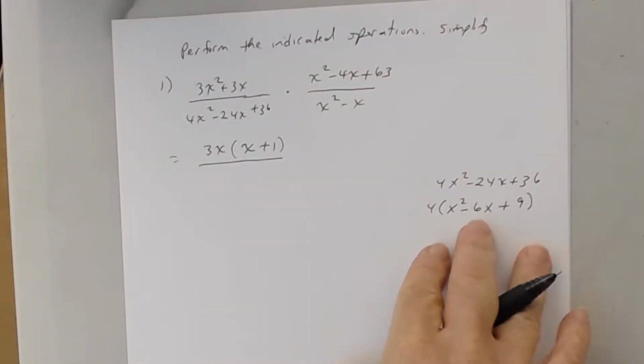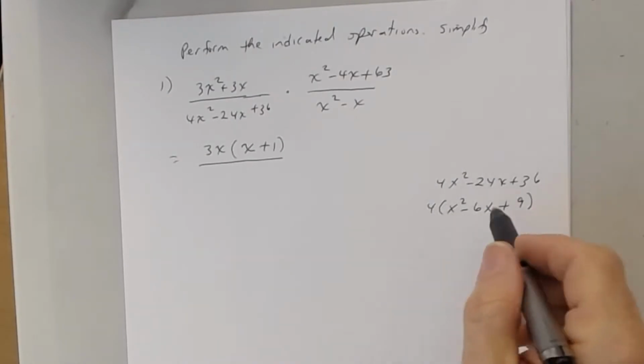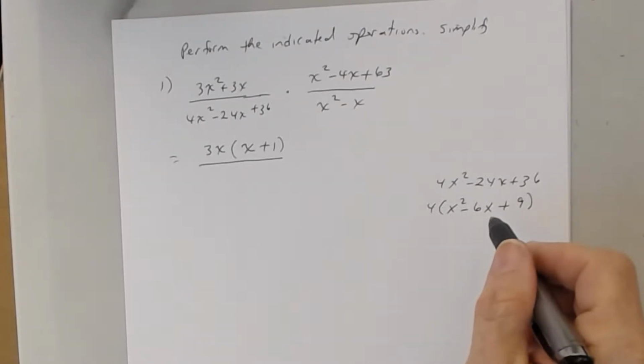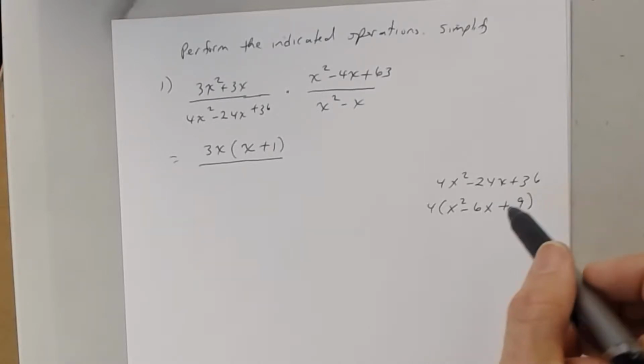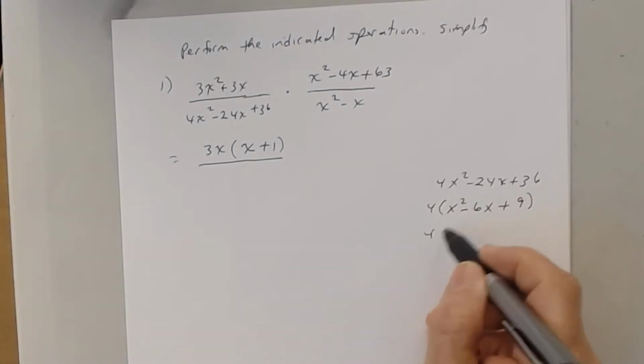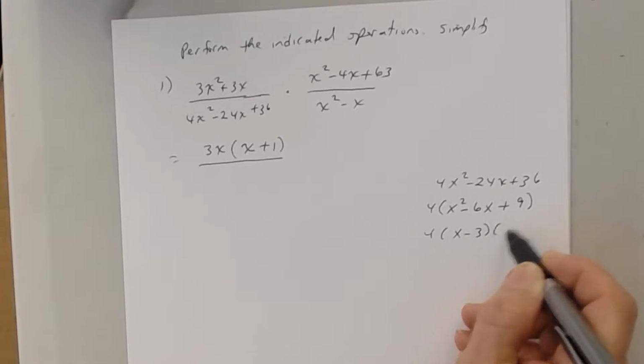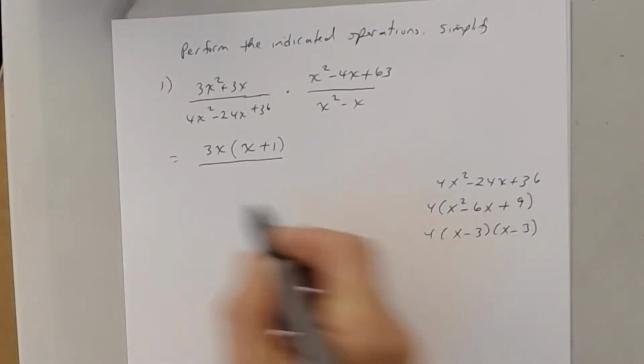So if this was on test 2, would this be your answer? No, because I can factor x squared minus 6x plus 9 further. So I get 4 times x minus 3 times x minus 3. So that goes here.